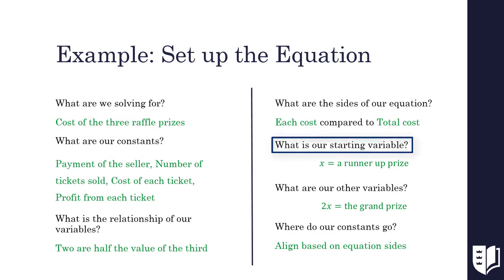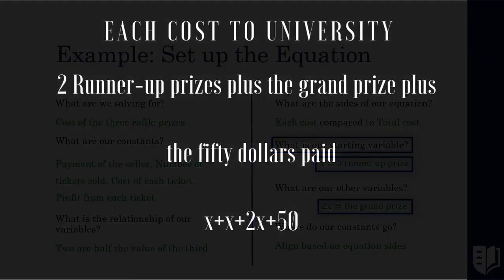Next, we determine our starting variable. Let's use x to represent a runner-up prize. This means that the other runner-up prize will also be represented with an x, and the grand prize will be represented by a 2x because it is twice the value. We can go ahead and add these variables together on the left side of the equation, since each prize is an individual cost. The $50 paid also gets added to the left side of the equation as an individual cost.